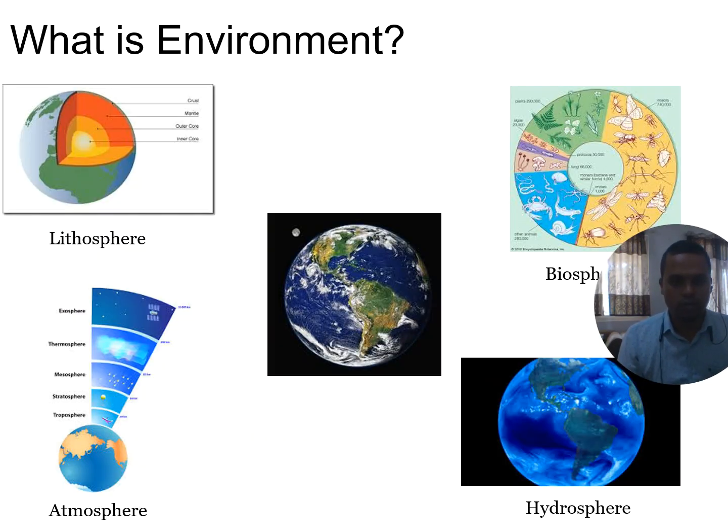If you look at the lithosphere, which is basically the core of the Earth with different layers, it is also considered your environment. Then the atmosphere, the layer of air on top of the Earth's surface, is also our environment. Then the biosphere, all the animals, insects, and living systems around us. And the hydrosphere, which is the water around us, two-thirds of the Earth.